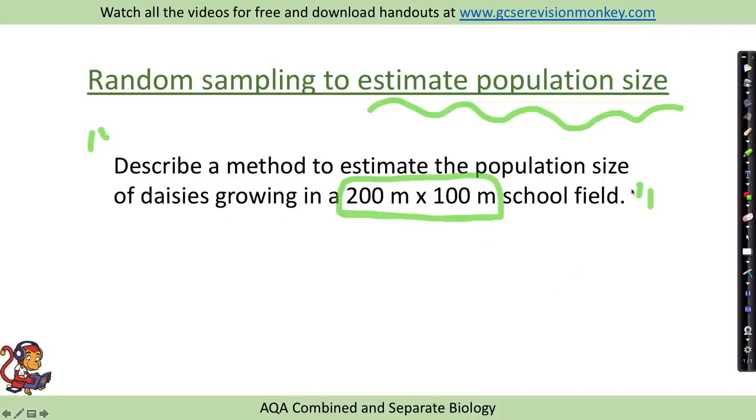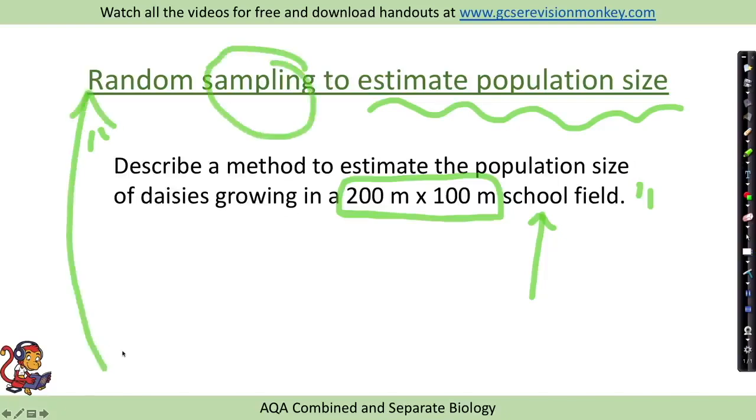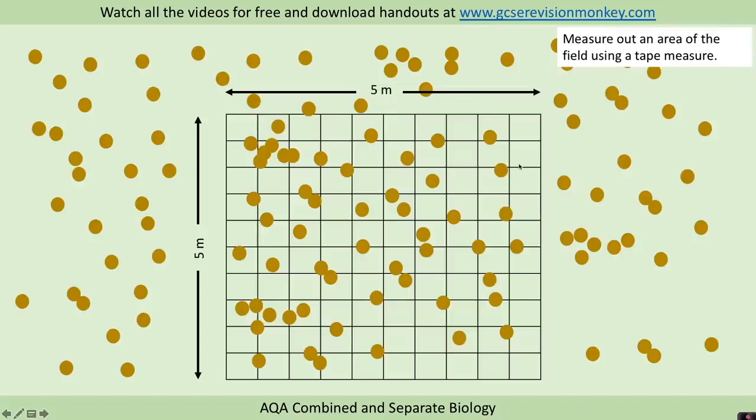These numbers here will come up a little bit later on in our calculation. So we can't count every single daisy growing in the school field. It would just take too long. So we need to have a method of sampling that is completely random, and if they talk about why in the exam, it is to avoid bias. So as we said, we can't count the number of daisies in the whole 200 metre by 100 metre field, so instead we measure out an area of the field using a tape measure. So here I've got a 5 metre by 5 metre area, for example.